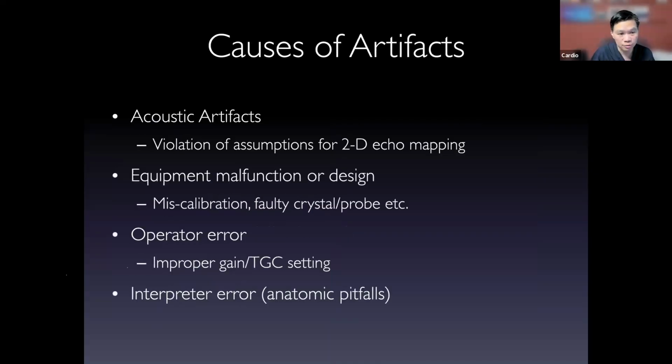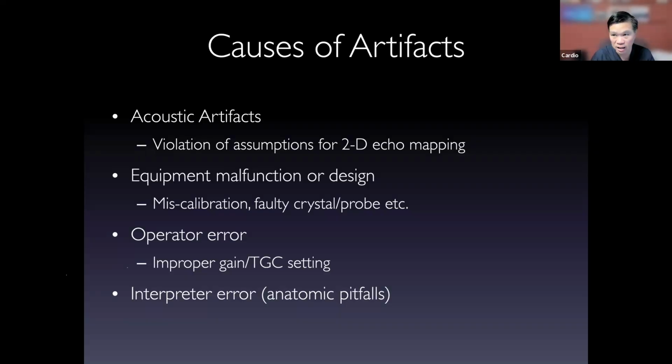So the causes of artifacts could be because of violation of assumptions for 2D echo mapping. There's equipment malfunction or design, miscalibration, faulty crystals or probe, etc. For those of us who have been in the field for a long time, way back when echo machines were developed, we actually had to bring a technician. They have a phantom that calibrates with a certain amount of alcohol and distilled water, I guess, to create a certain density in the fluid, so they can make sure that the calibration is correct.